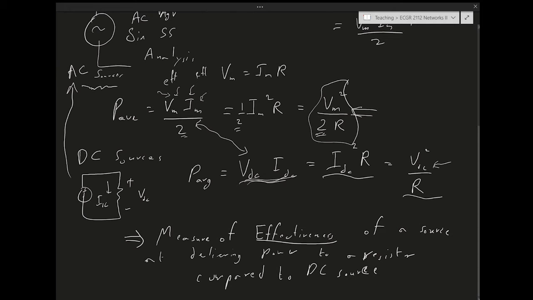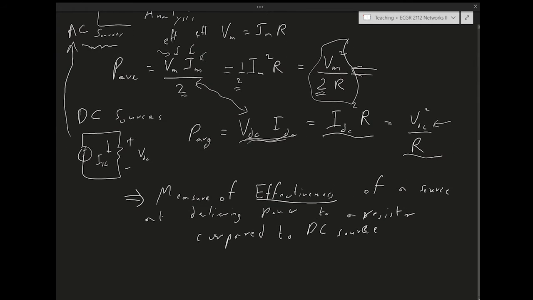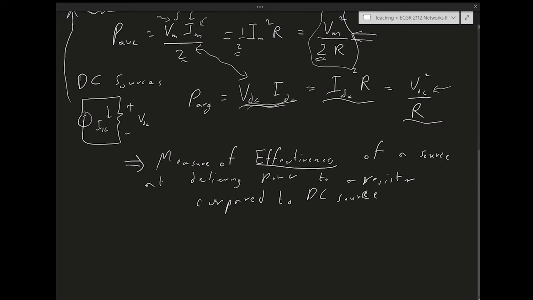So clearly, depending on the form of the source, the shape of the source with respect to time, the effectiveness of this source at delivering power to a resistive element varies. And we want to somehow measure that effectiveness. We measure that effectiveness by introducing the concept of RMS. So let me give you a definition.